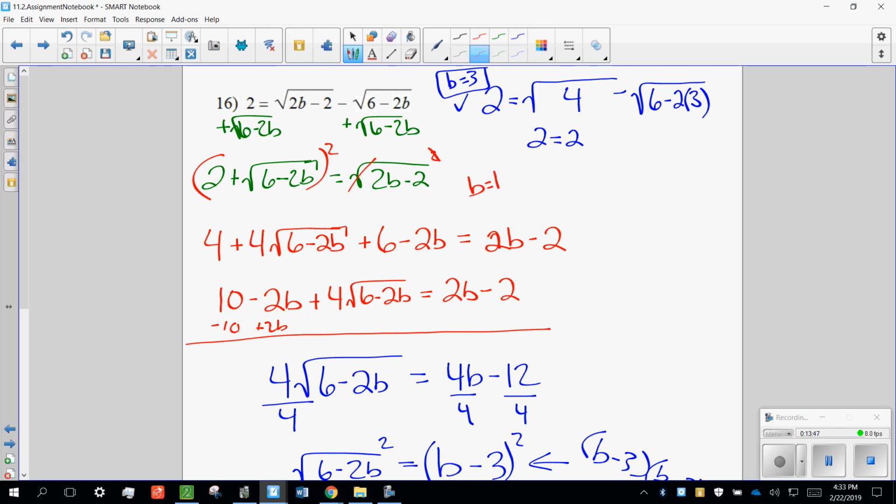Does b equal 1? Well, that would mean 2 would have to equal the square root of 2 minus 2, that's 0, minus the square root of 6 minus 2. So 2 would have to equal negative the square root of 4. 2 would have to equal negative 2. And 2 does not equal negative 2, so b does not equal 1. It's an extraneous root, extraneous solution. Alright, so final answer on this one, b equals 3.